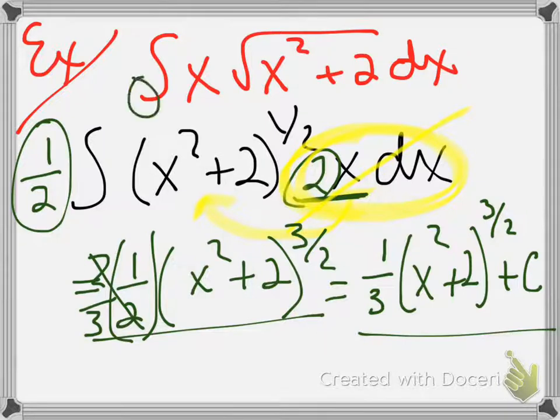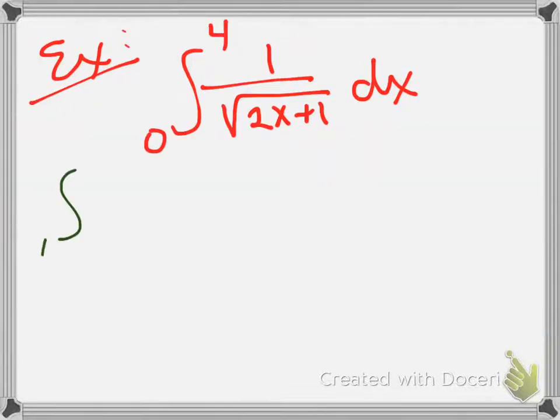Remember, anytime you don't have numbers on here, you're going to have plus c. So some of these problems will have plus c and some of them won't. Alright, so what did we learn on this one? If we're missing a number, like we were missing the 2, we can put the number in and we can balance it. Okay, so let's look at another one like that.